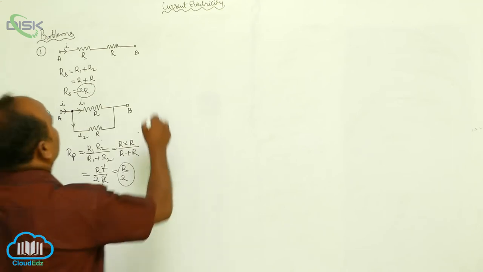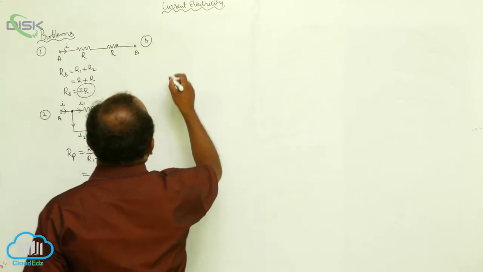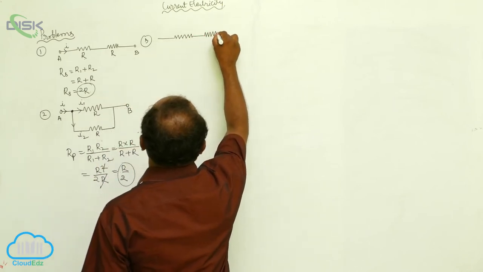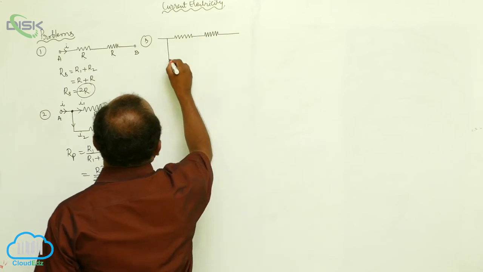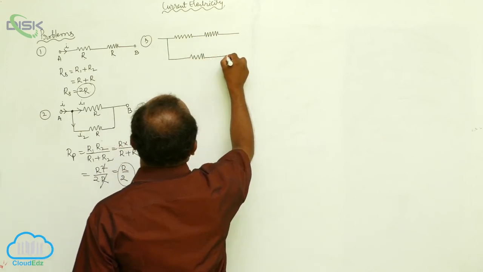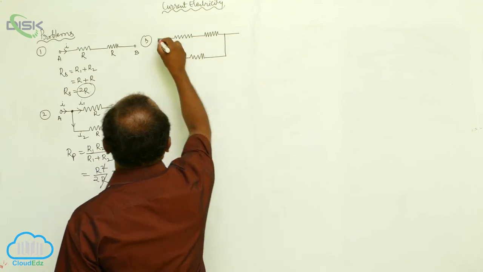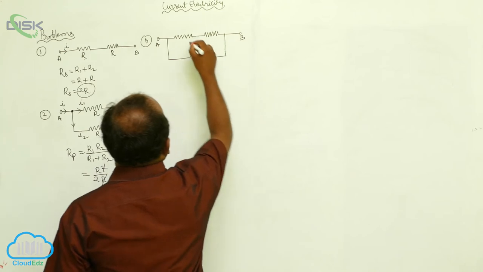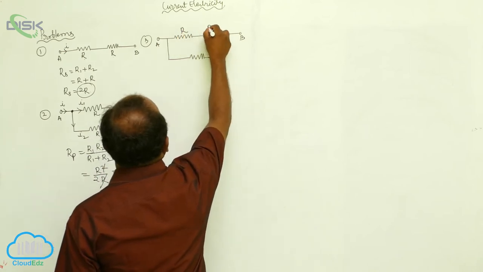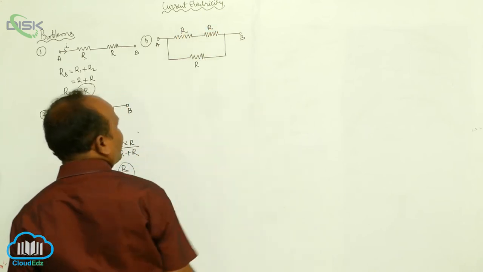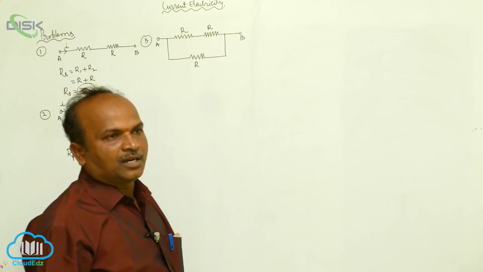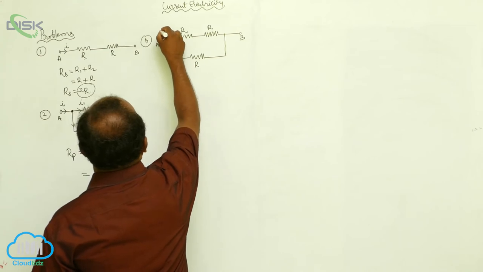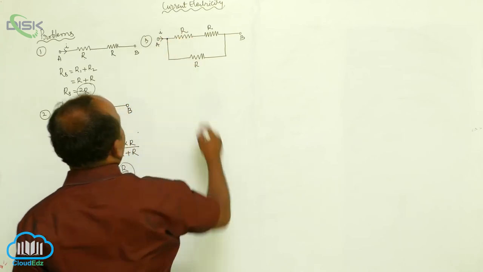Now, the third problem. Let us consider. Now, here, like this. There is a resistance. The arrangement is like this. What is the effective resistance between the terminals A and B? What are the resistance values? R, R, R. In this case, according to the current distribution method, this is called current I. Here the current distributes.